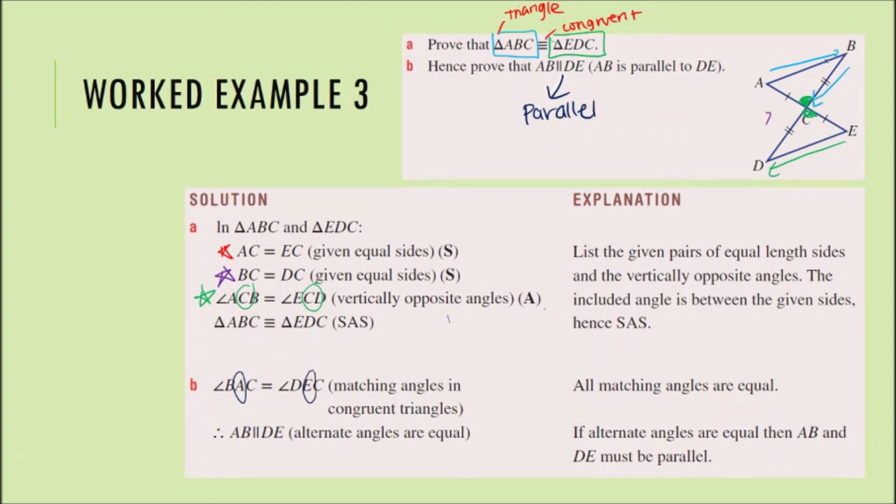So let's find it. BAC, that's this one here. Okay, I'll just do a star there. And angle DEC, so that's this one here. All right, so I'll just get rid of that. So looking at these two there, all right, and they match. So therefore, the alternate angles are equal, and so we can say AB would be parallel to DE.